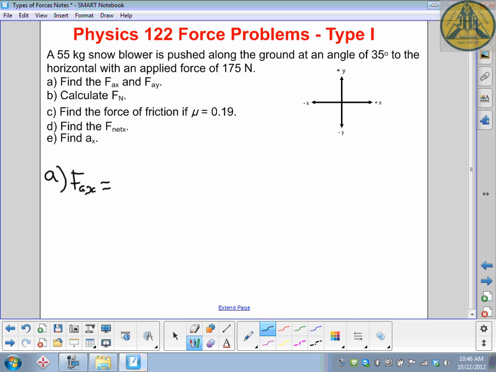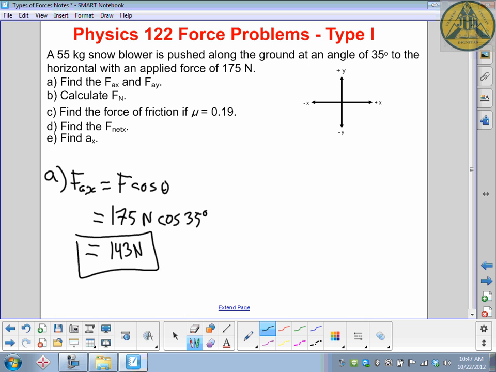Applied force in the x is going to be the magnitude of the applied force, cosine of our angle. So I'll just write the formula there, cosine of theta. Applied force is 175 newtons, cosine of 35 degrees. Make sure you're in degrees in your calculator, not in radians. That works out to be 143 newtons. In the x direction, it's positive, so it's to the right.